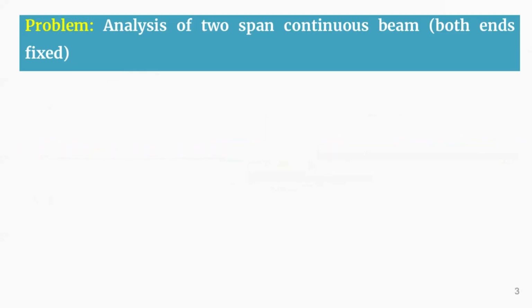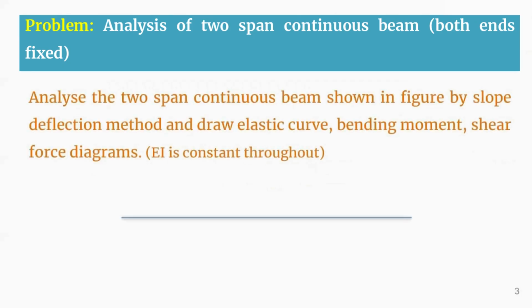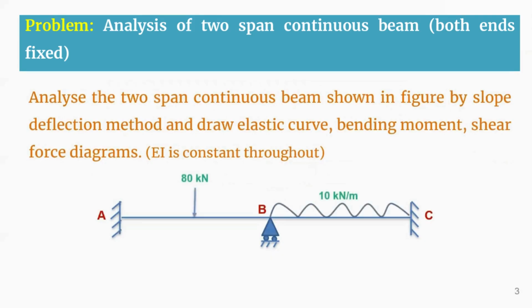Then coming to the problem now. Here we are taking a two-span continuous beam. You can see that this is an ABC span, where in AB you have an 80 kilonewton load, which is of 6 meters length, and it is placed at the center, that is 3 meters. For the BC span you have a UDL of 10 kilonewton per meter, and it is of 5 meters distance. Here EI is constant throughout.